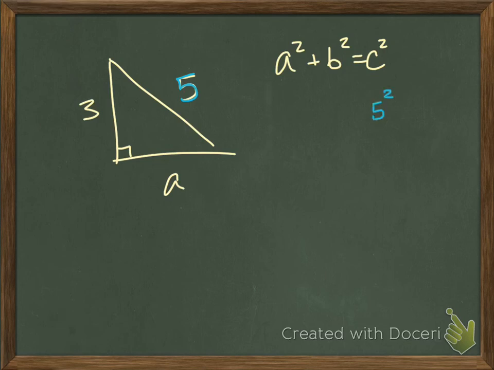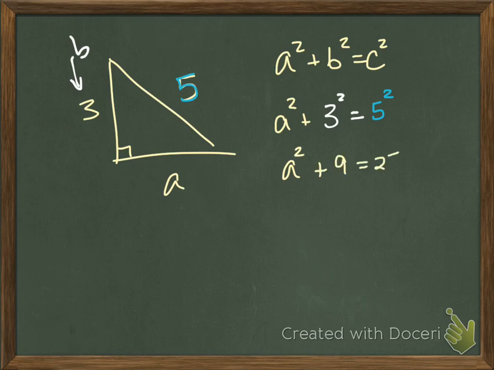equals. And then my B value is 3. So this is B. So I would have my 3 squared here. A value I don't know, so I would put A squared. So I have A squared plus 3 squared equals 5 squared. So I'm going to go ahead and square those and make them numbers, just so I don't have these squares all over the place. So I have A squared plus 9 equals 25.